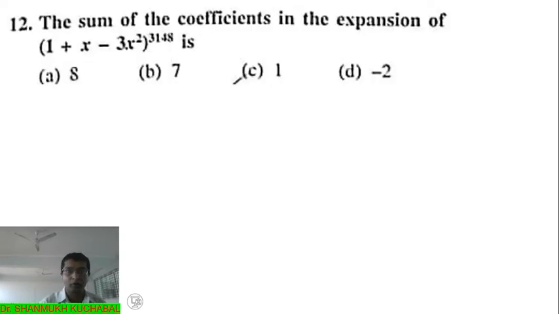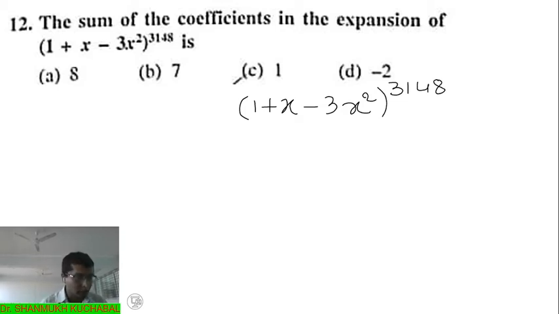Okay. We'll move to the next example. The sum of the coefficients in the expansion of 1 plus x minus 3x square raised to 3148 is. So very simple. I write that it is 1 plus x minus 3x square raised to 3148.